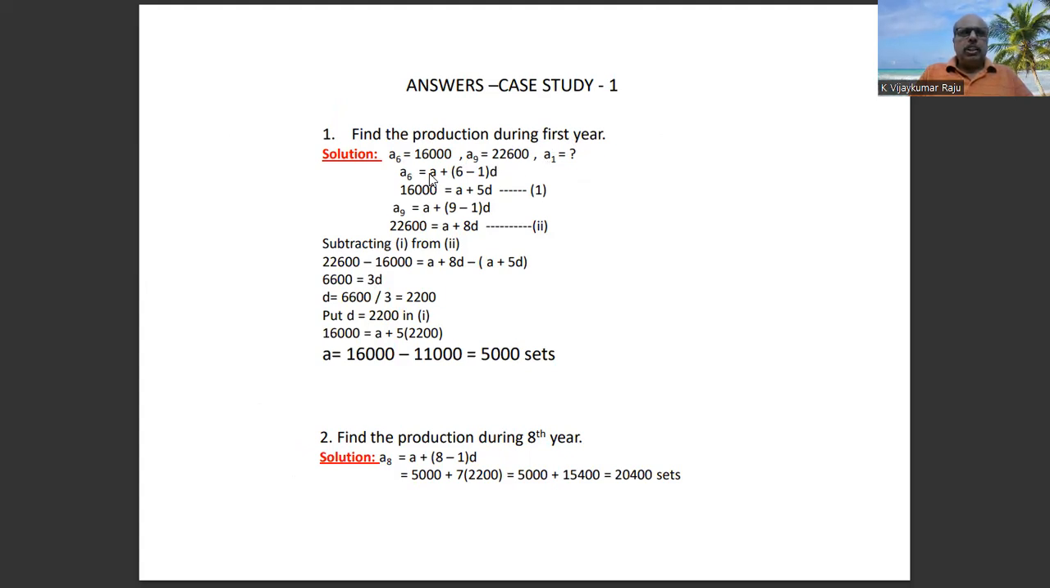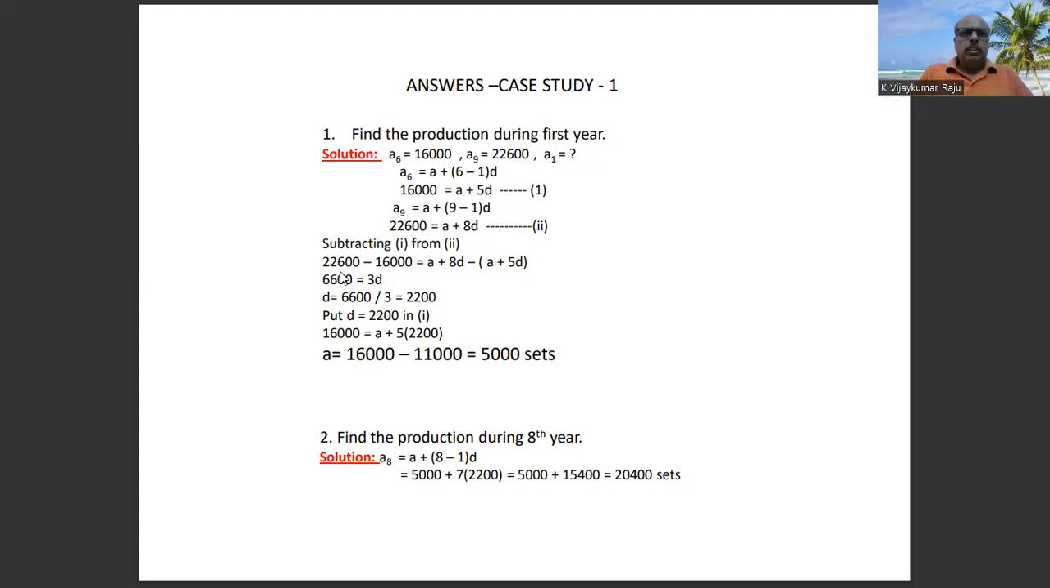So A6 is equal to A1 plus (6 minus 1)D. A6 is 16,000. So 16,000 is equal to A plus 5D. Let this be your first equation. The second case, A9. So A9 is equal to A plus (9 minus 1)D. 22,600 is equal to A plus 8D. This is your second equation. Subtract the first from the second. So you are writing this first and subtracting the first one from that.